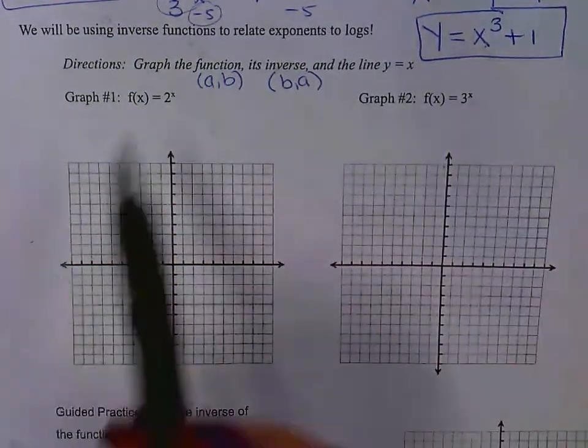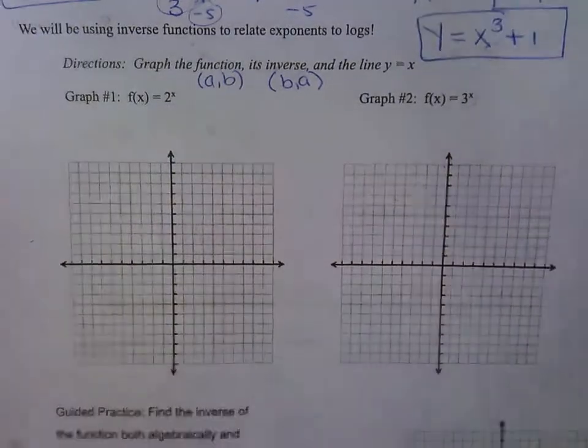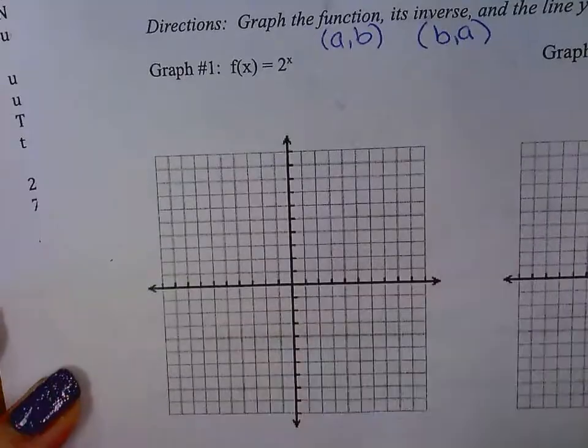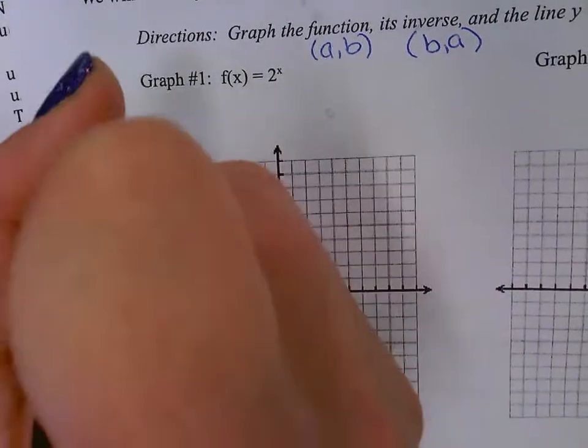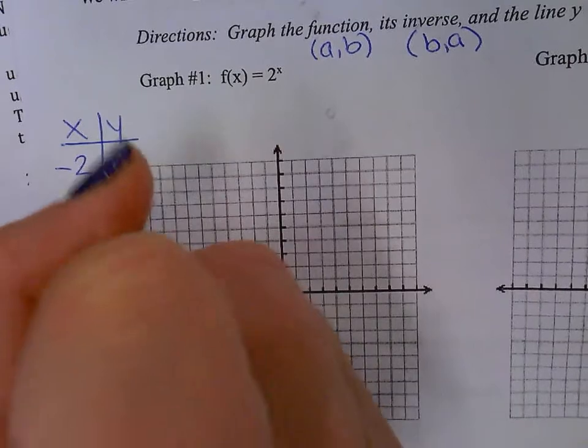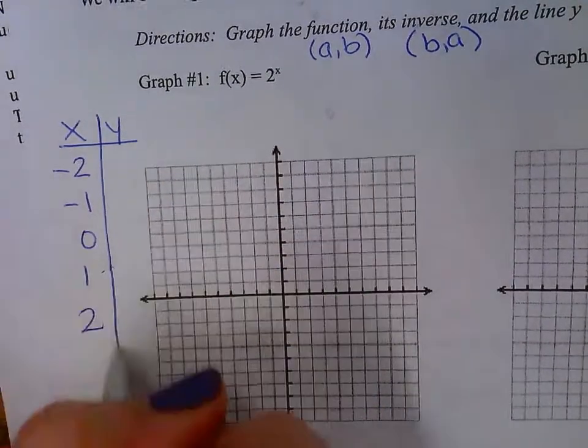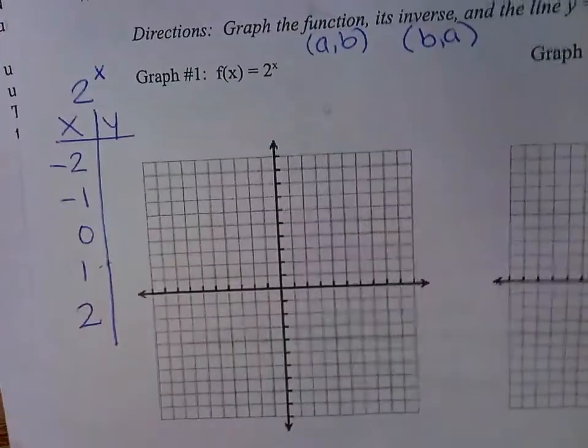So 2 to the x. We learned this whole graph last unit, right? What are the key points on 2 to the x? Let's make our little table here: -2, -1, 0, 1, and 2. Fill in your table here for just 2 to the x first. See if you remember it from last week.